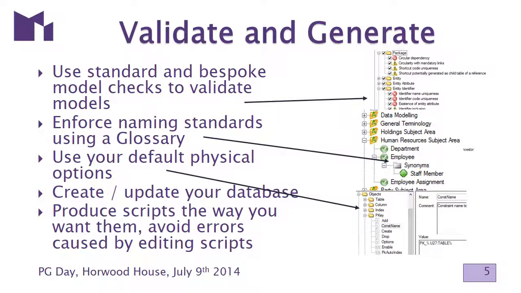So when you're validating, you could use standard model checks, or create your own model checks. There are some here I've added, but you can't tell the difference between them and the ones that came out of the box. Enforcing naming standards using a glossary. Enforce the naming standards for your indexes, constraints, whether or not you get indexes, when you get indexes. Express what all those default options are. Create or update your database and customize the scripts, as I already said on the previous slide.